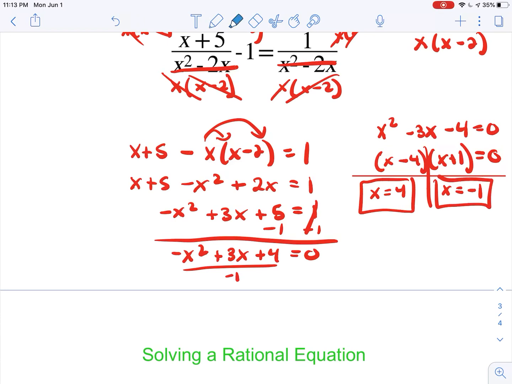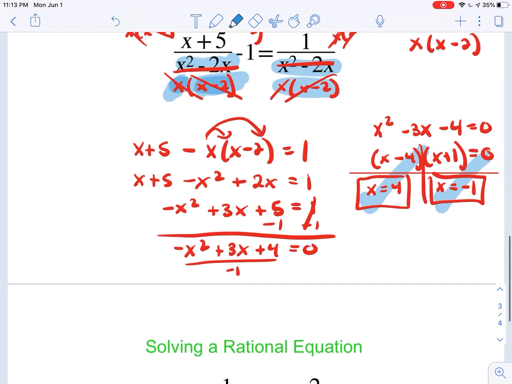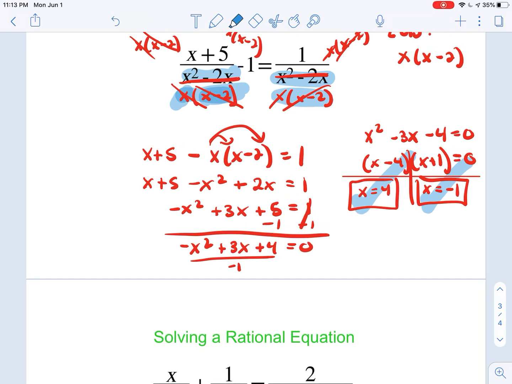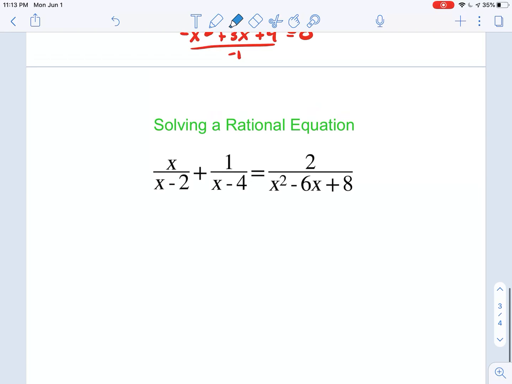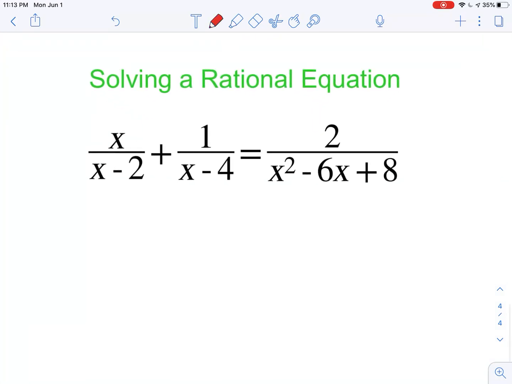So now we have to check, do either of these values make my denominator, which in this case it'll be easier to check our factored form, equal to 0. Well, 4 doesn't make this factor equal to 0 or this factor equal to 0, so that's good. And negative 1 doesn't make either of them equal to 0, so that's good. So there are no extraneous solutions here. All right, so let's try this very last example.